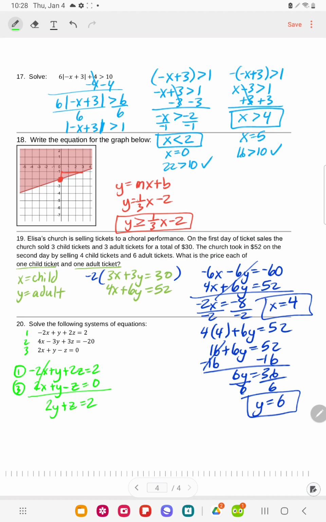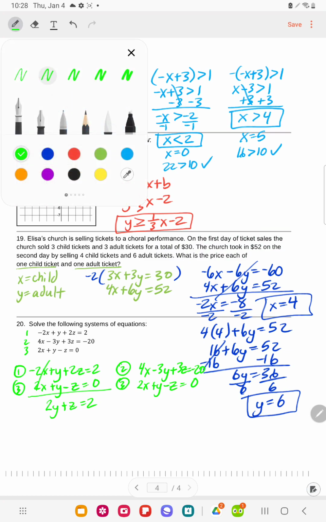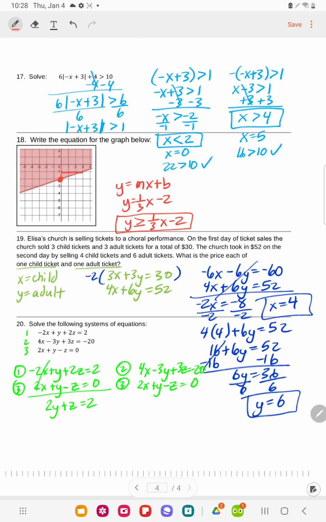Now we're going to take care of the x's in equations 2 and 3. So equation 2, equation 3. Equation 2 reads as 4x minus 3y plus 3z is equal to negative 20. And then equation 3 reads as 2x plus y minus z is equal to 0. We're going to multiply the second equation by negative 2 to cancel out the x's.